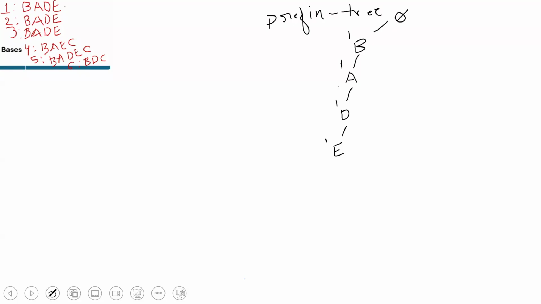Now the second one is BADE again. So we have that path available again, and you just have to increment the counts to 2, 2, 2, 2. The third transaction is BADE. So you have that path again, and you need to increment the counts to 3, 3, 3, 3. So now we got 3 for all of this for BADE.